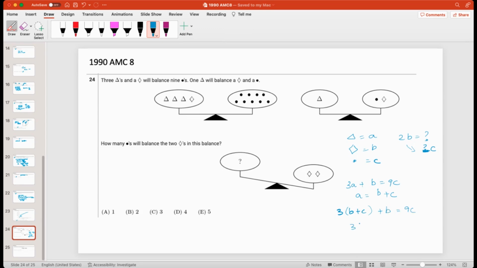So it's going to give me 3B plus 3C plus B is equal to 9C, which is nothing but 4B is equal to 6C. Therefore, 2B is equal to 3C. You see this? I got 2B in terms of C, which is 3. That's my answer, option C. Perfect. Going to the next question.